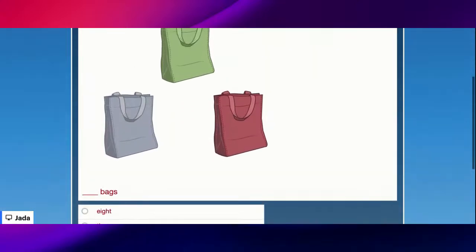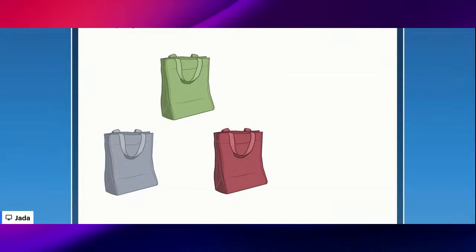So how many bags are there? How many bags have we got? So the bags, how many do we have for the bags, guys? Send your answers for the bag. How many bags do we have? Three. So we have three bags. Okay.